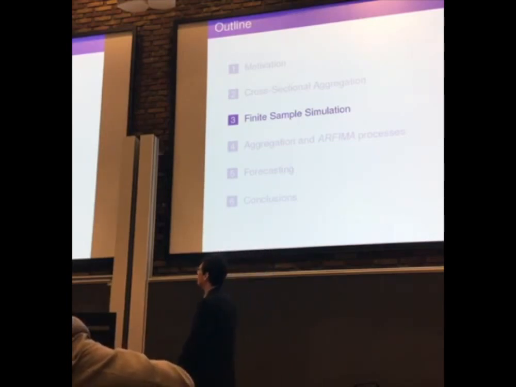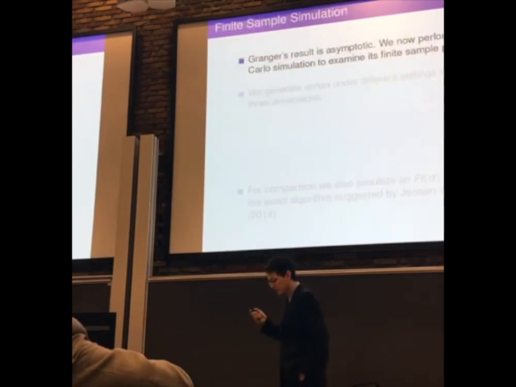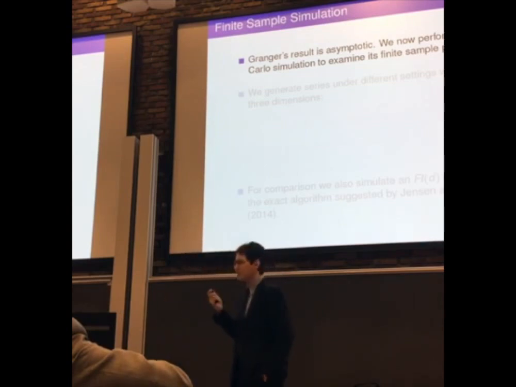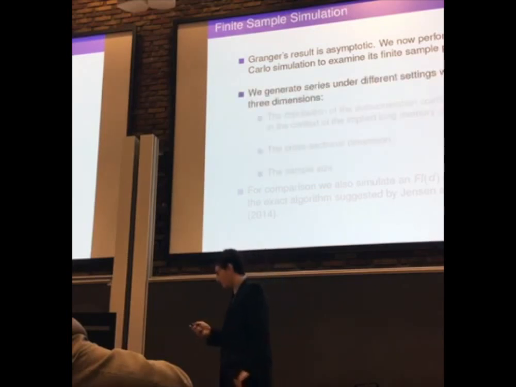Still, we can ask ourselves, what if I just take a finite number of those? Do I get long memory with a finite random bunch of AR processes? So what we're going to do is a Monte Carlo simulation, to see if that's the case, how many I need, and what it depends on. So that's the second result. We want to do a Monte Carlo simulation. We want to see 3 dimensions.